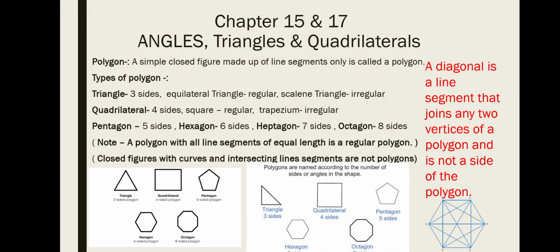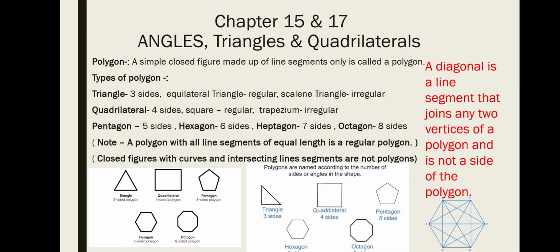Then the pentagon. Pentagon is a five-sided polygon. Hexagon has 6 sides. Heptagon has 7 sides. Octagon has 8 sides. Now you can see these diagrams of the polygons up to hexagon. Then also I have told you how many sides these polygons have. So you can see this picture.